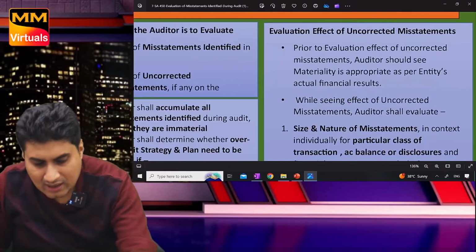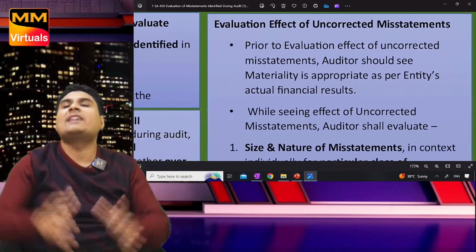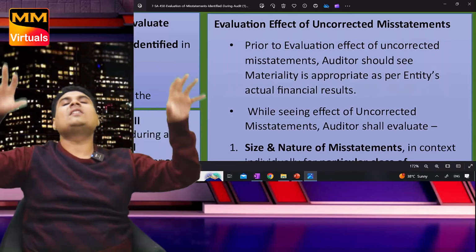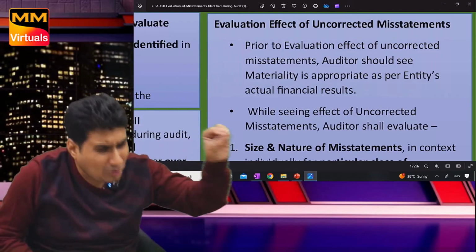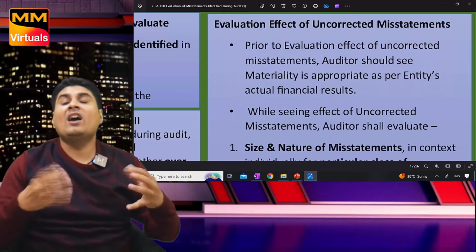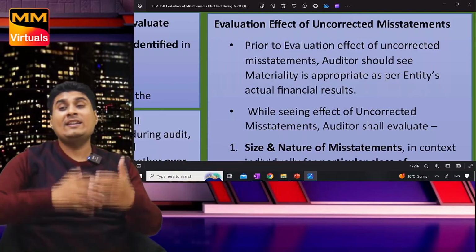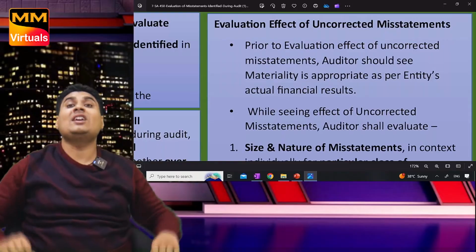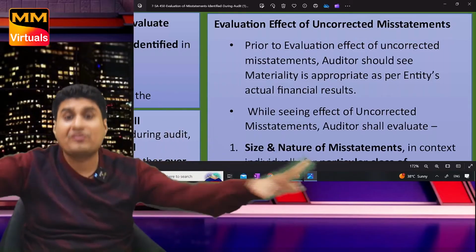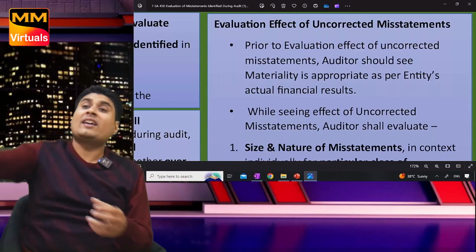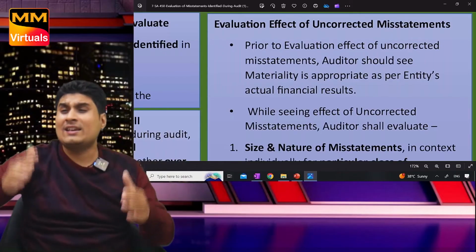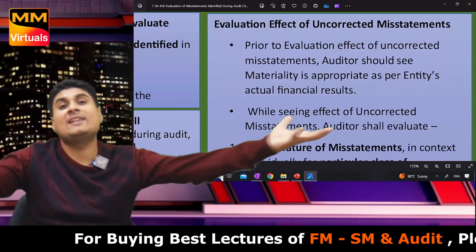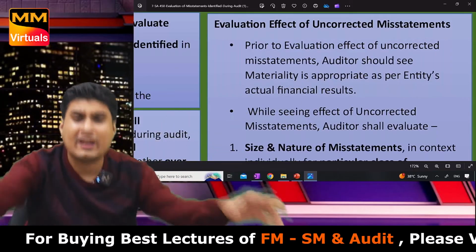Come here now. Find out the effect of uncorrected misstatement. Okay, see, prior to evaluating effect of uncorrected, auditor will again calculate materiality. Prior to finding the effect of uncorrected, again see, why materiality? Many times they have corrected the misstatements. After correcting, sales figure will change, expense figure will change, profit figure will change. If they change, okay, then again recalculate materiality, because materiality is usually 0.5 to 1% of sale. If sale has changed, materiality has changed. Materiality is 5 to 10% of profit.